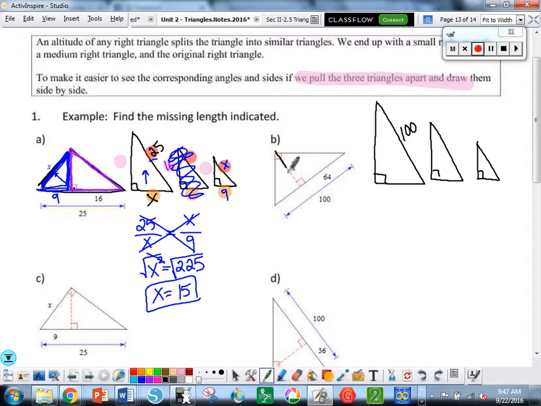In the middle triangle, looking at the middle triangle, is the x the short or the long leg? X is the short leg. The 64 is the long. Do we know the hypotenuse? No. Good.